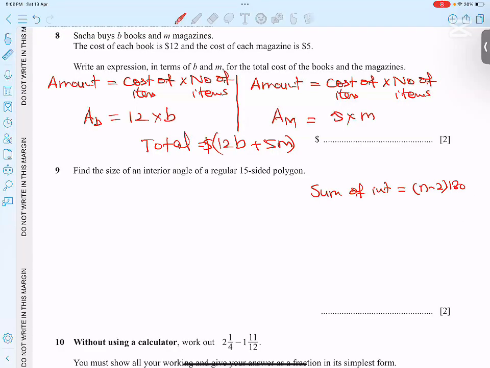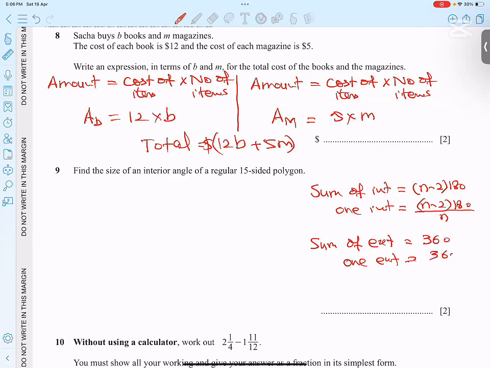So if I want to find one interior angle, I divide the same value by the number of sides. Similarly, the sum of all exterior angles is 360. But if I want to find one exterior angle, I divide 360 by n. So I believe all 4 formulas are clear to you. Just revision. I'm starting now.